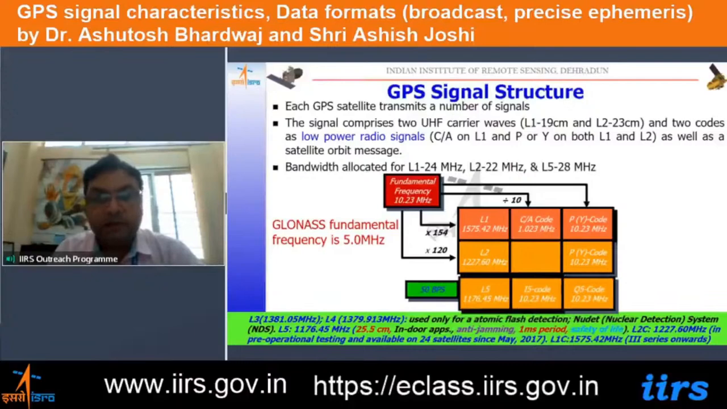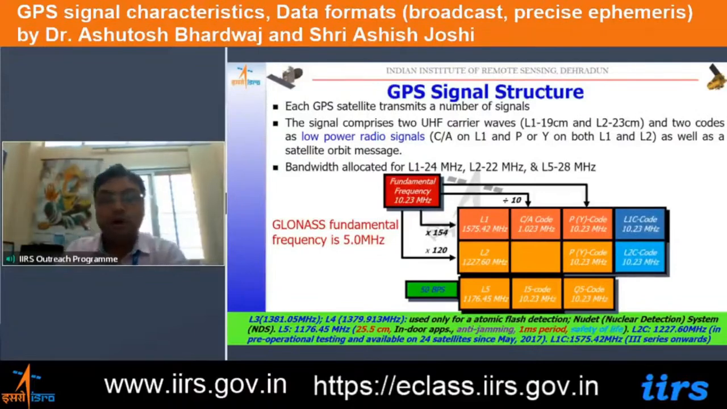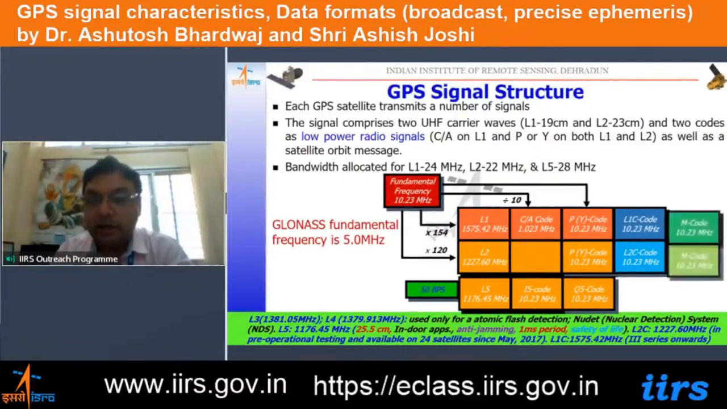Then L5 is a new frequency which has been added from Block IIF onwards. The current block is the third one, Block III, and in that, L1C has also been added along with the military code M-code. So this is the current structure of the Navstar GPS signal.